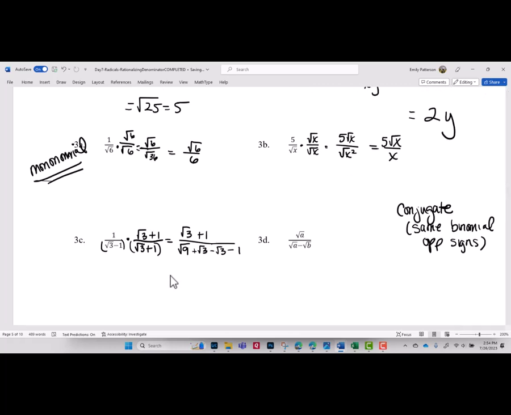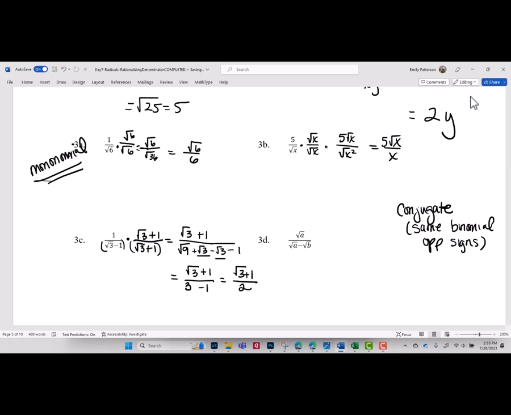So then, I still have the square root of 3 plus 1 in the numerator. And the middle terms, if we've done the difference of two squares or if we've done the conjugate, the two terms in the middle always cancel out or become 0. So I have the square root of 9, which is 3, minus 1. So what I have now is square root of 3 plus 1 over 3 minus 1, which is 2.